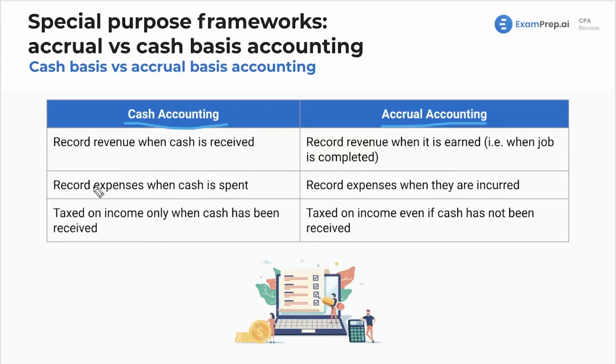Under cash basis, record expenses when the cash is actually spent. And under accrual-based accounting, record expenses when they're incurred. Right? This one is when it makes sense, and this one is when it's actually received or spent, when cash goes in or out the door.